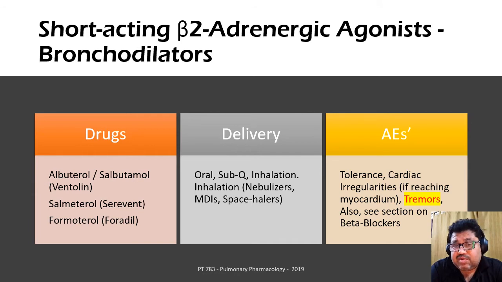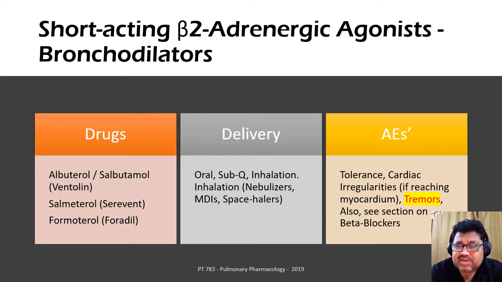Short-acting beta-2 adrenergic agonists are also very effective, rapid relievers of bronchoconstriction. The drugs in this category are albuterol and salbutamol, which are pretty similar drugs, sold under the trade name of Ventolin. Then there is salmeterol, which is sold as Serevent, and formoterol, which is Foradil.